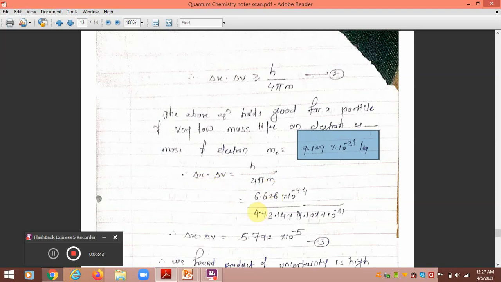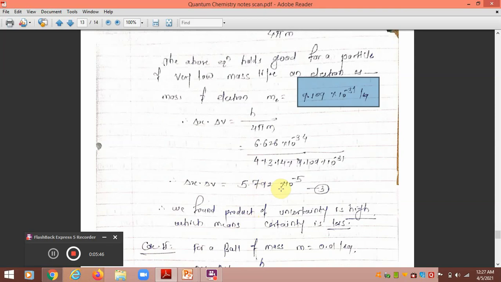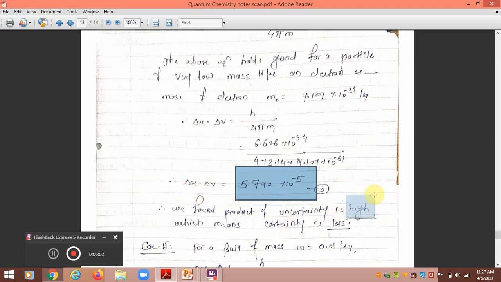If you look at this value, definitely this value is considerable. This value is found to be very high. So here we found the product of uncertainty in its position and velocity is very high. Here uncertainty is very high. It means that the certainty is very low. This is for particles like the electron, that is, for microscopic particles. So for the microscopic particle we are getting certainty very low.